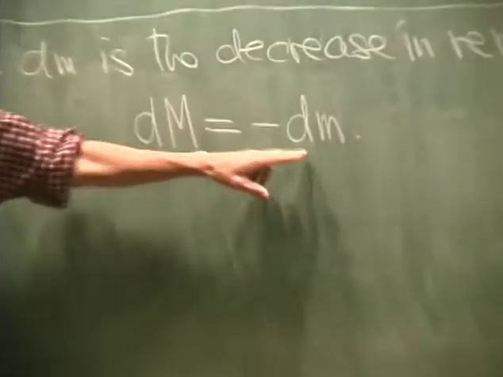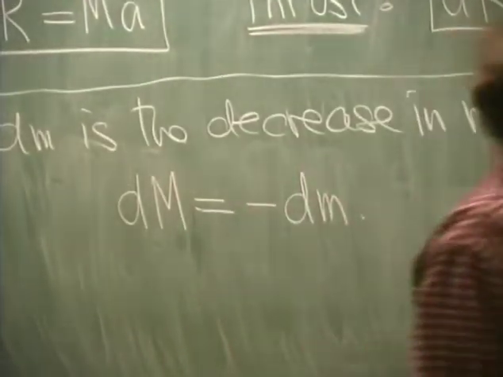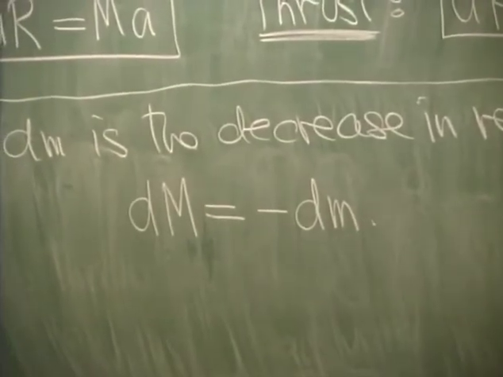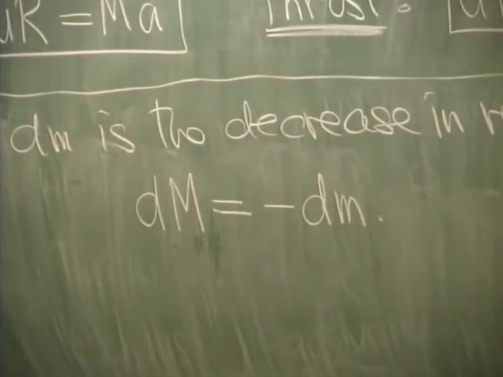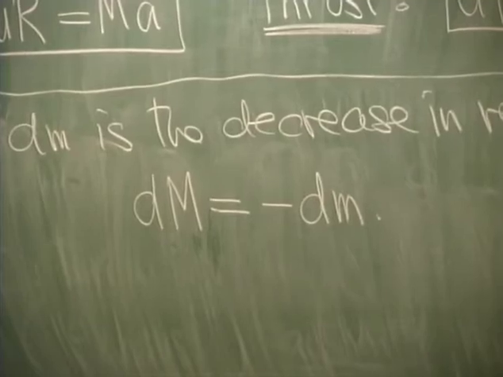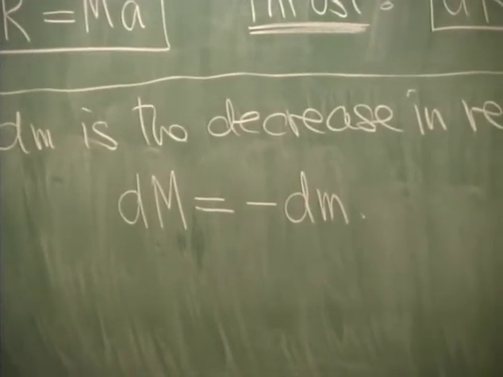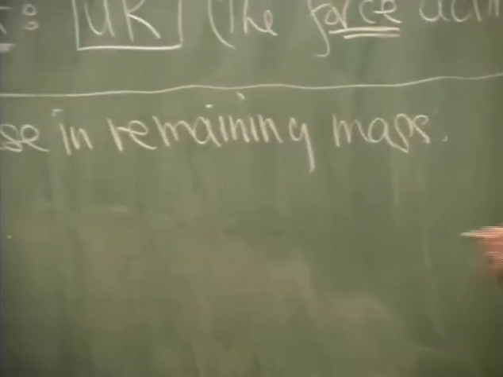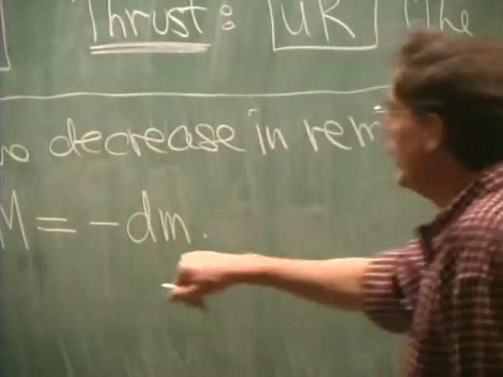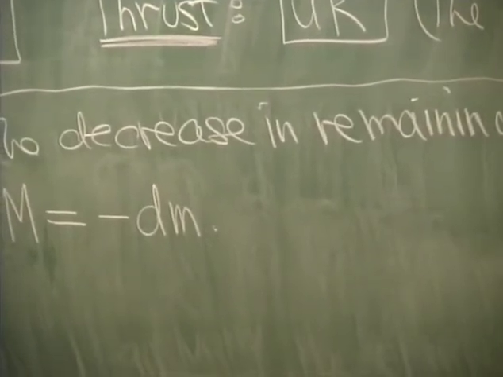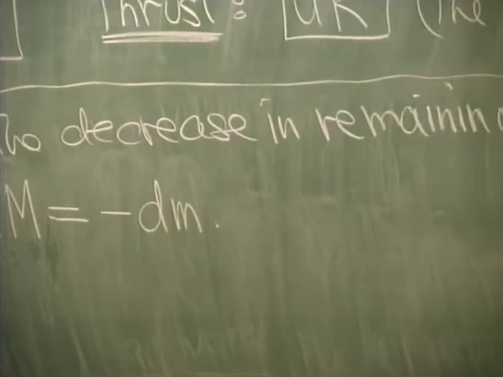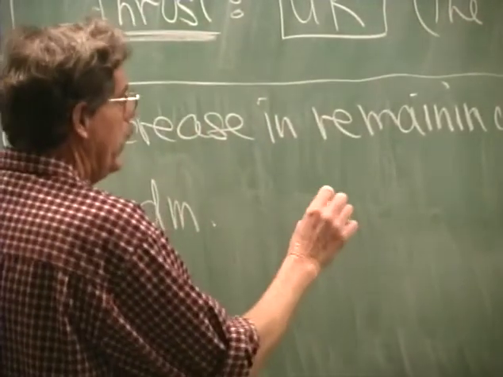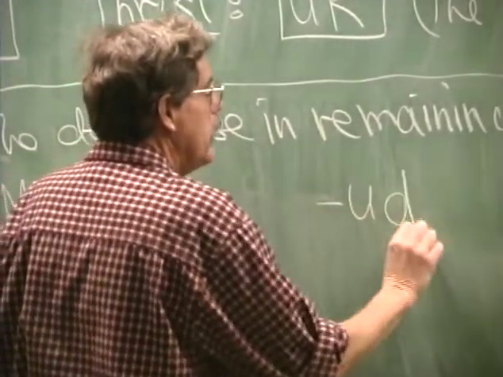I don't remember whether the book does or not, because I wanted to remind you that little dm is positive. That's the amount of stuff that was thrown out the back window. But of course, capital dM, the change in the mass remaining of the rocket, is actually negative because it went down. So the change in the mass of the rocket is minus the amount of stuff it expelled out the back window. Let me put that in here and write this in a little bit better notation. It says minus u times dm.